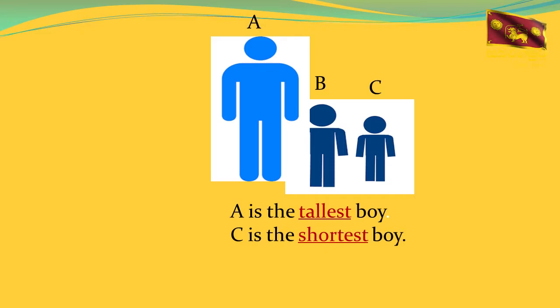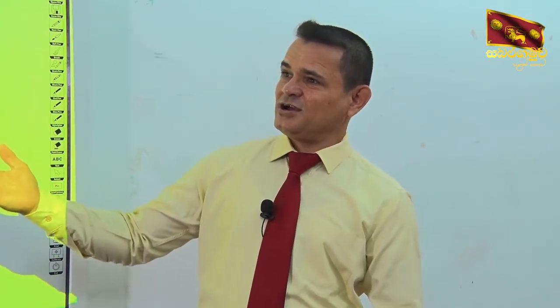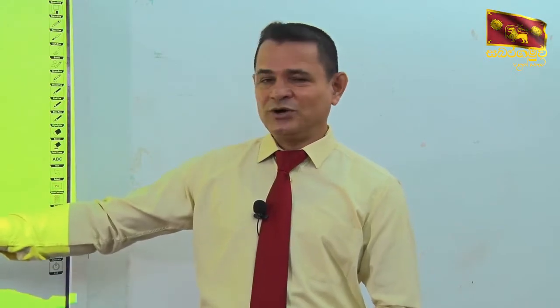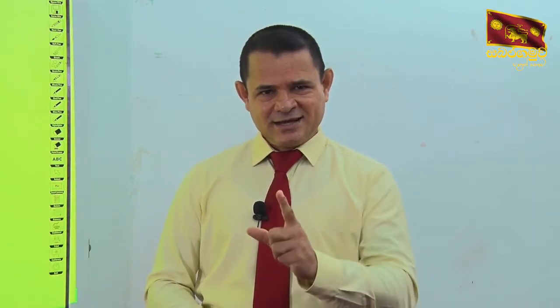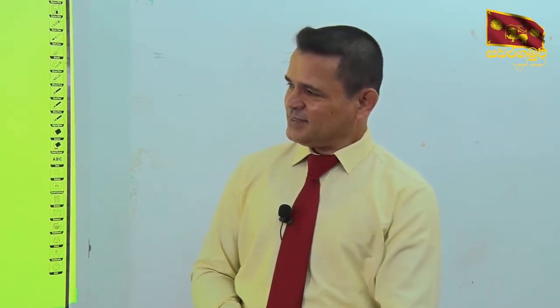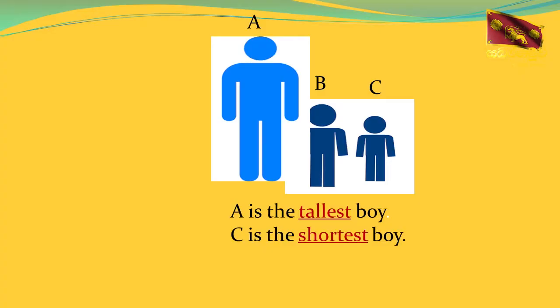C is the shortest boy. There you use the superlative form. Short, shorter, shortest. Right. So when you talk of the best of something, so if all three are tall and you are talking of the best, that means the tallest, you have to use the superlative. And shortest, superlative. So there's another point when you use the superlative form of the adjective that you must remember, that is the article the. It is a must. A is tallest boy is wrong. A is the tallest.